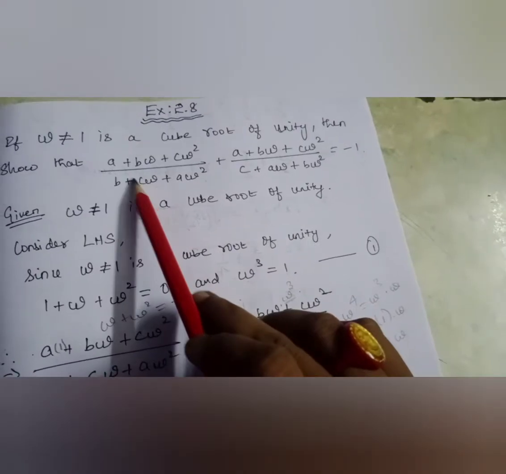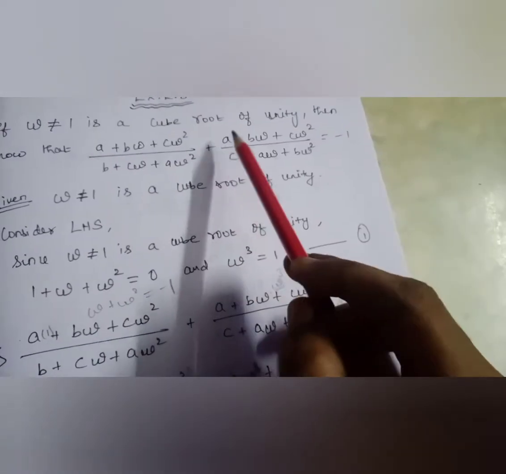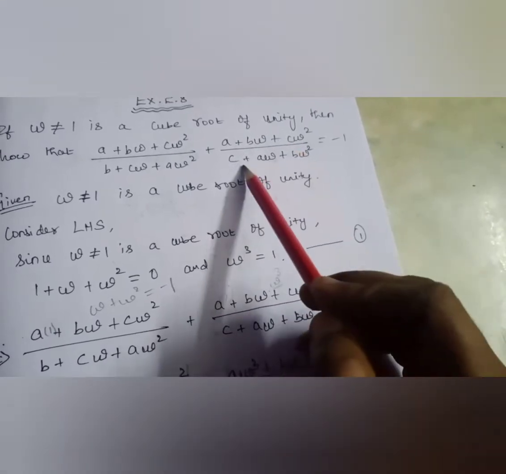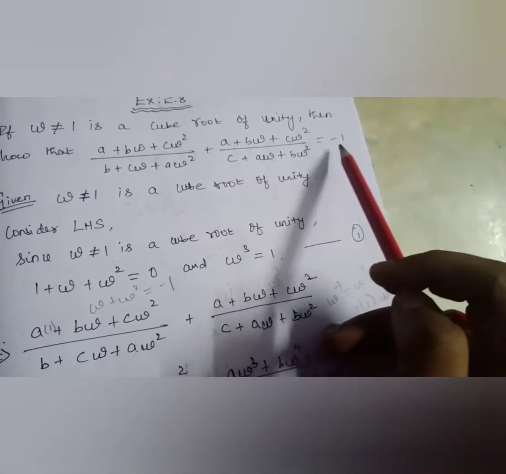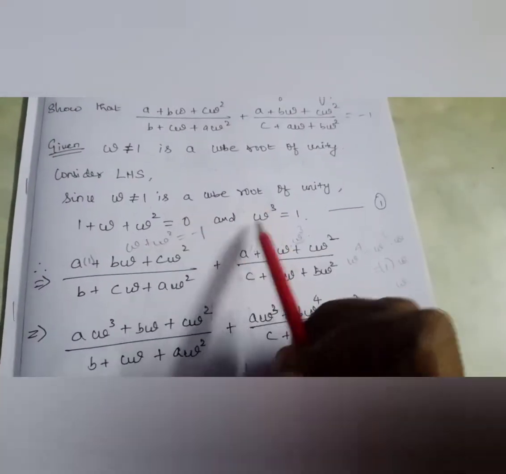Can you all see here? (a plus b omega plus c omega square) divided by (b plus c omega plus a omega square) plus (a plus b omega plus c omega square) divided by (c plus a omega plus b omega square) is equal to minus 1. Hence proved. So you all understand. So these two are the important properties using which we have proved it. Okay. Now we will move on to the second sum.